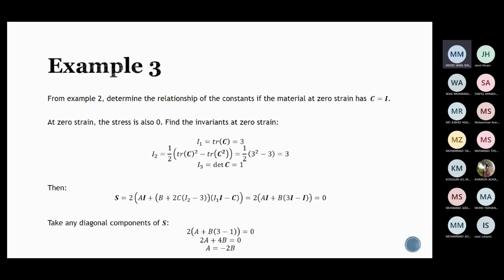And then let's say you are given another example. So let's say example 3. From example 2, determine the relationship of the constants A, B, C if the material at zero strain has C equals I. So I is the identity matrix. At zero strain, we know that the stress is also zero. So this is another assumption.